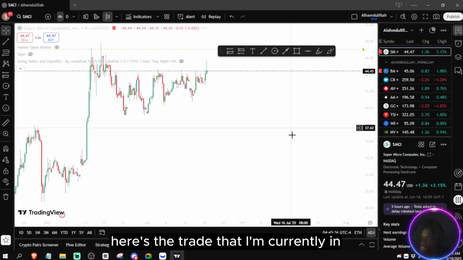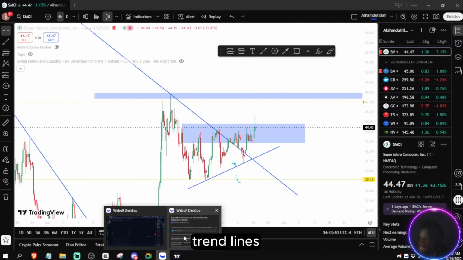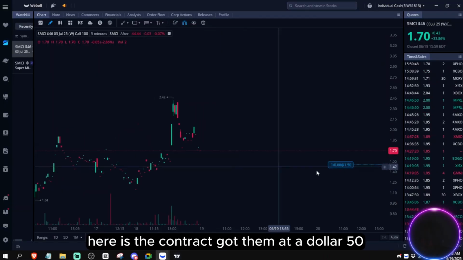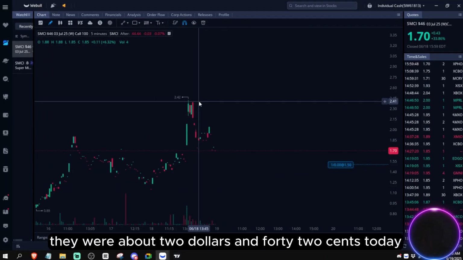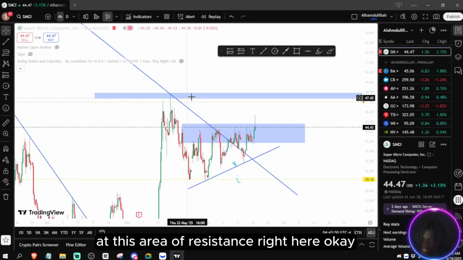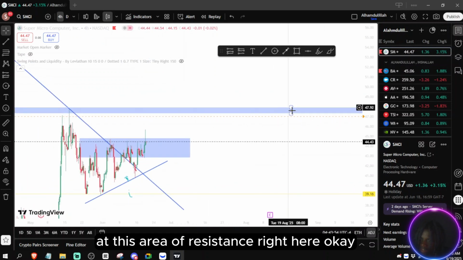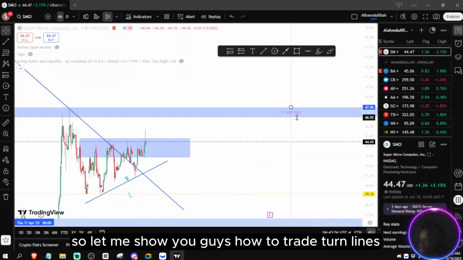Here's the trade that I'm currently in. It's going to be SMCI. I'm going to be teaching you guys how to trade trend lines. Here is the contract. Got them at $1.50. They were at about $2.42 today. When market wicked up all the way up here, take profit is going to be up here at this area of resistance right here.